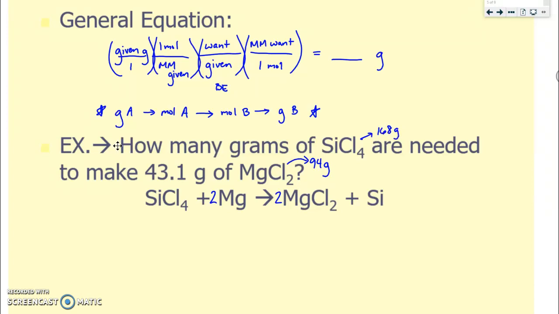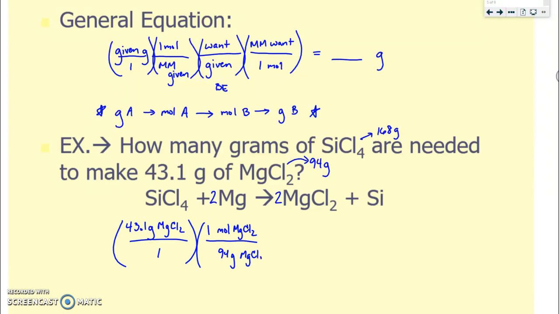Okay, so now that I have my molar masses, I'm ready to plug into my general equation. So I'm given 43.1 grams of MgCl2. I'm going to have 1 mole of that MgCl2 divided by its molar mass of 94 grams. Now I'm going to use my balanced equation step. I want SiCl4. I have 1 of them in my equation for 2 MgCl2s. Okay, so that's where this is coming from. There's a 1 there and a 2.